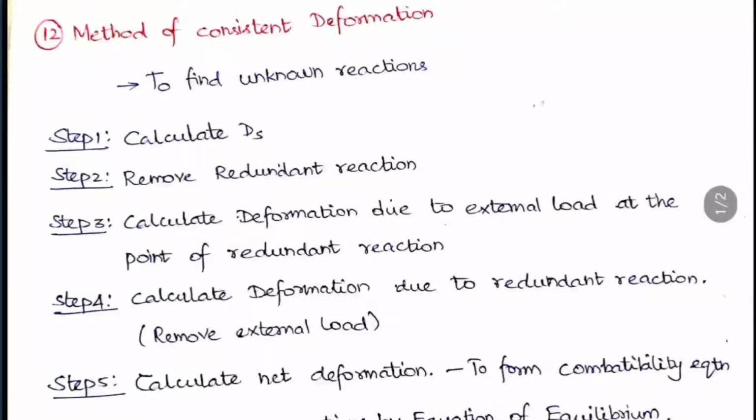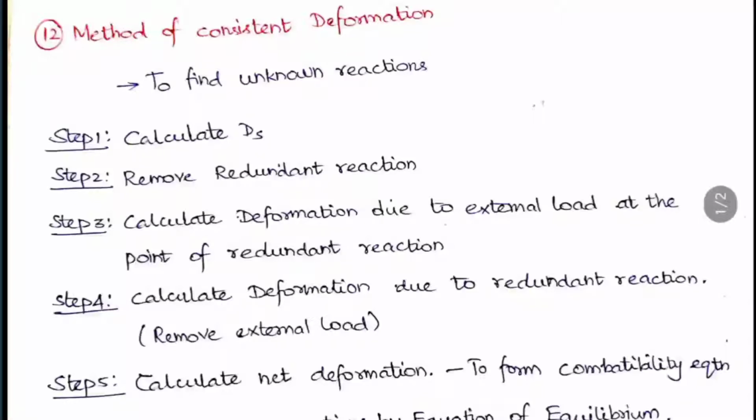So that we can know how much indeterminacy is there, and how many compatibility equations we have to create, okay? And the second step is you have to remove the redundant reaction. First let us see the steps alone, that is the procedure to do this method, and when you see it with the example it will be easy for you, okay? So here it is to remove the redundant reaction. There may be 4 or 5 reactions. Out of those you can choose anything as a redundant reaction, okay? So it's your wish only.